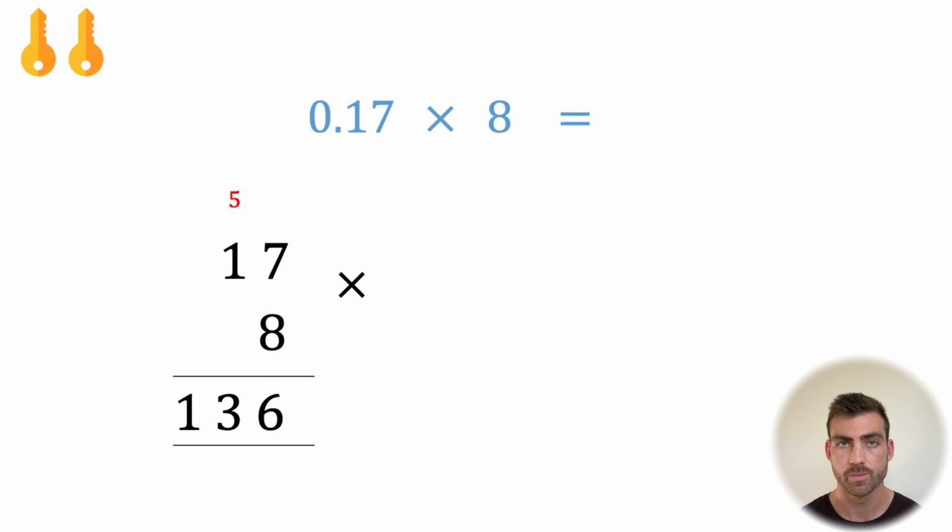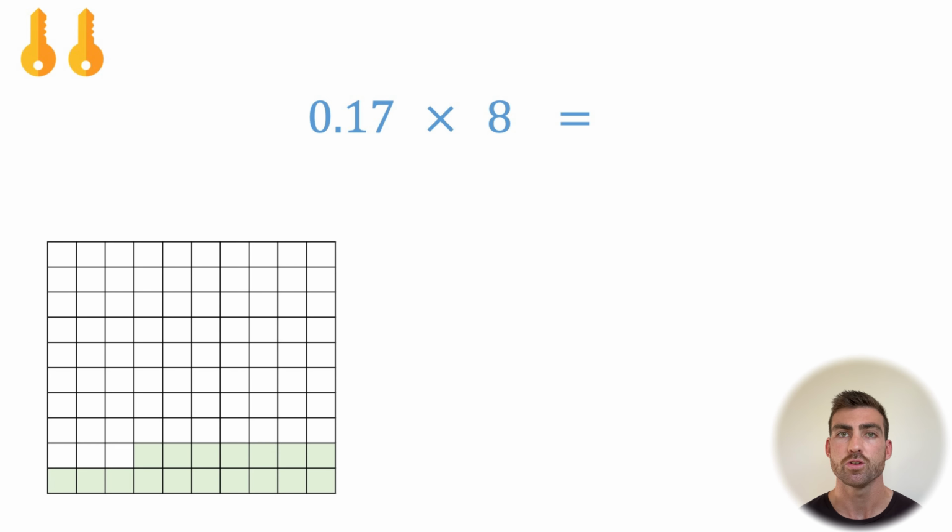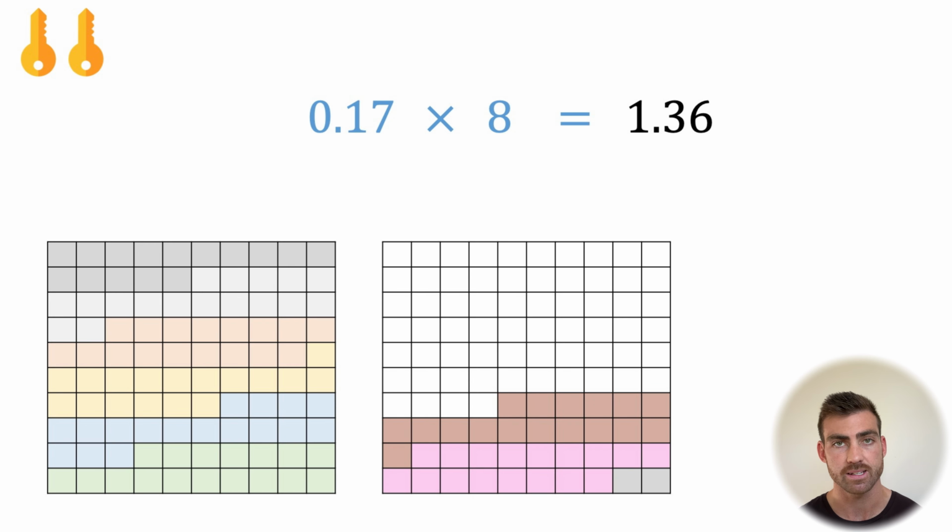Now step 2, placing the decimal point in the correct location in the answer. Since the original question has 2 decimal places, the answer should also be to 2 decimal places. So placing the decimal point here, and we are done. You can also see visually that 8 groups of 0.17 equals 1.36, each color representing one group of 0.17.